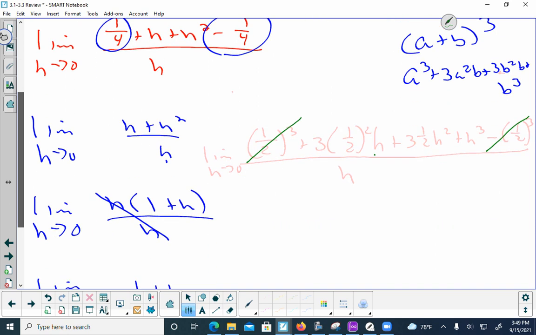Everything that I have left has an h in it, so I am going to simplify the 1/2 and factor out the h at the same time. H approaches 0, so this will be h times, and then 1/2 squared is 1/4, so this will be 3/4.